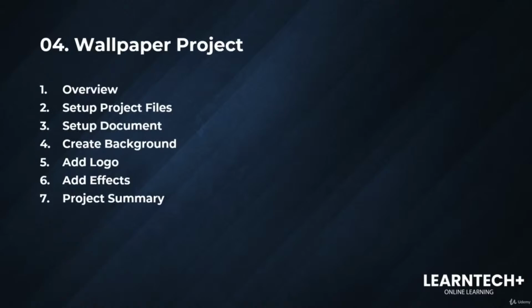In section 4, we're going to do a wallpaper project. So we'll go over the overview of the project. We'll set up the project files. We'll set up the Photoshop document. We'll create a background. We'll add a logo. We'll add effects. And then we'll go over the project summary.